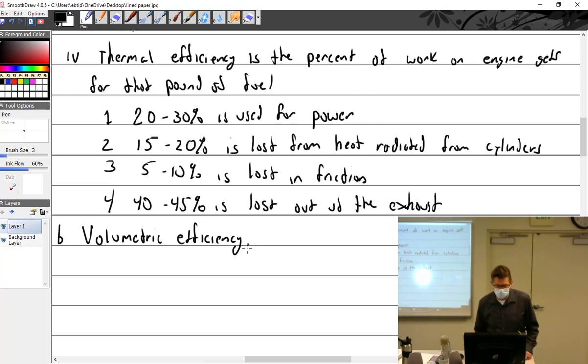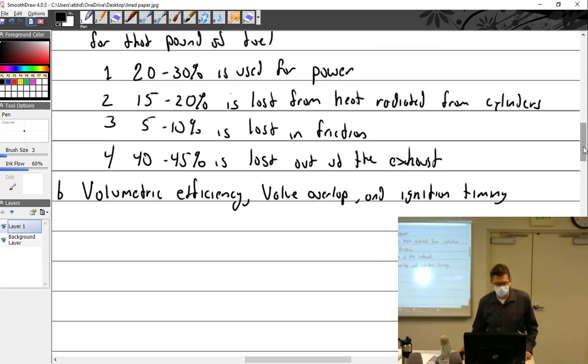So volumetric efficiency, valve overlap, and ignition timing is what we're going to talk about. Your valve timing is not going to have anything to do with volumetric efficiency, really, but for some reason I put it all on the same line, so we'll just keep it that.